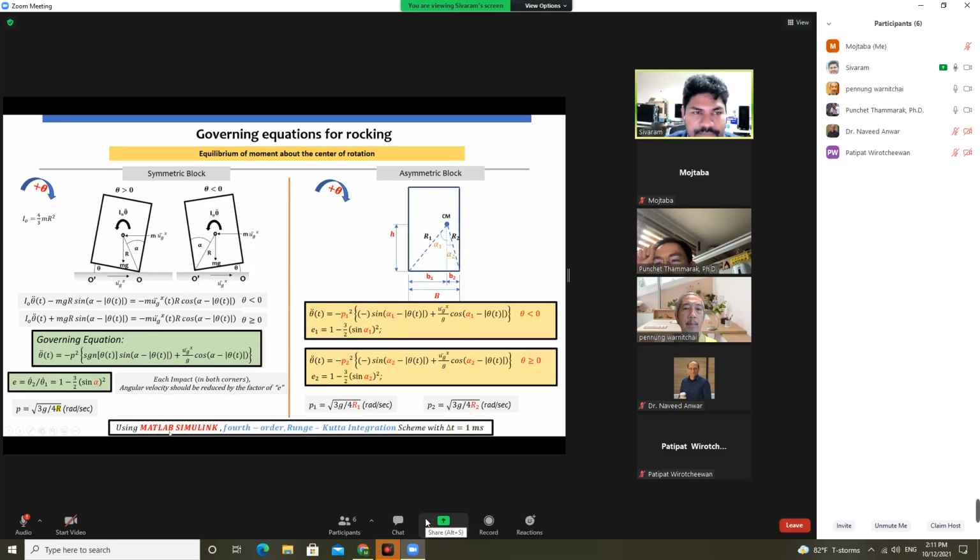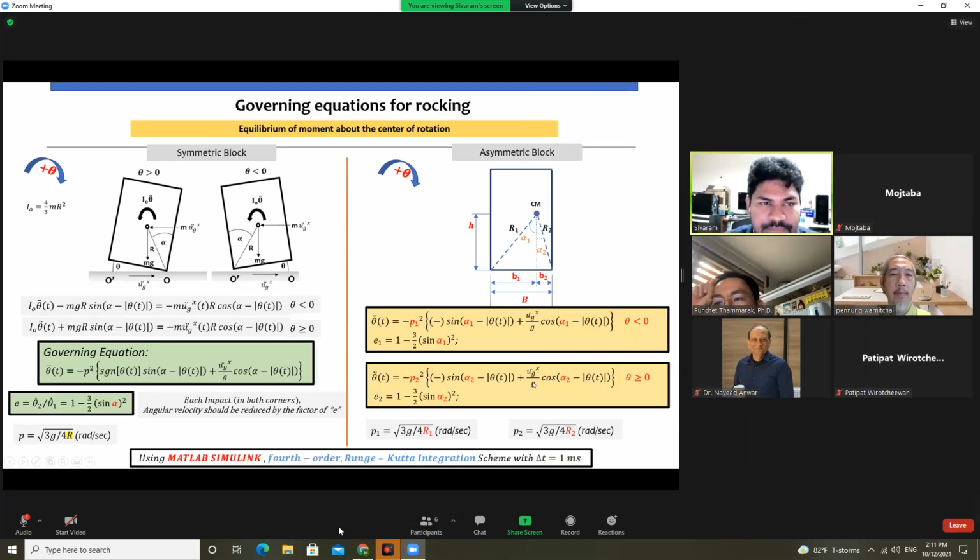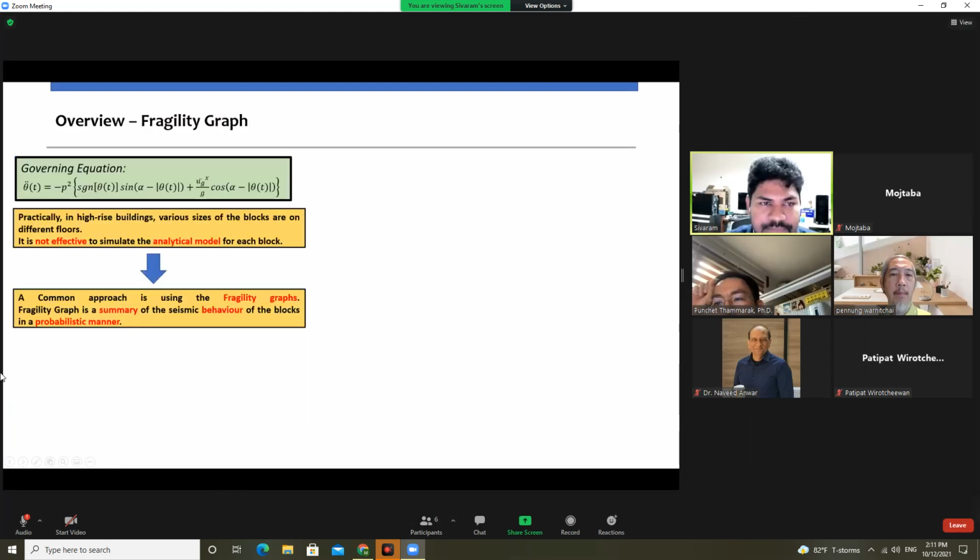So using this, we can develop and solve this equation using MATLAB Simulink with a fourth-order Runge-Kutta integration scheme. We use a time step of 1 millisecond. Now we will go for the overview of the fragility graph. As I said, this one is the governing equation.